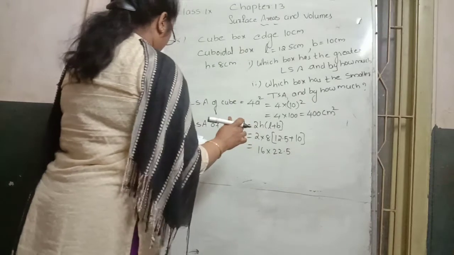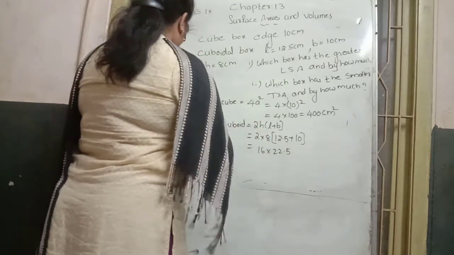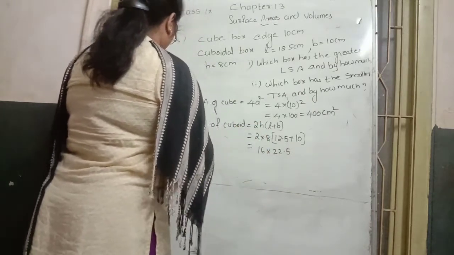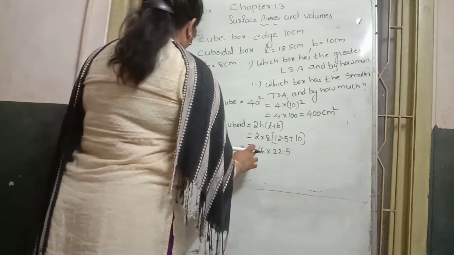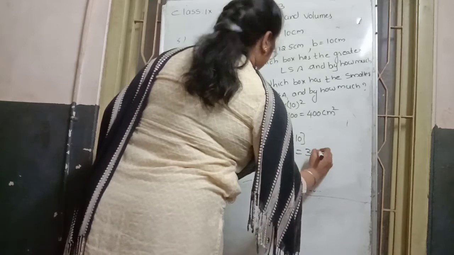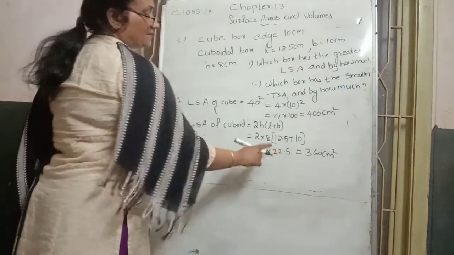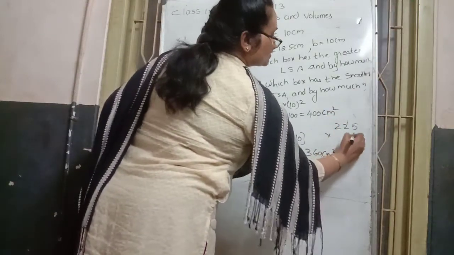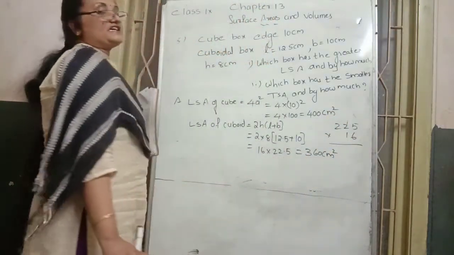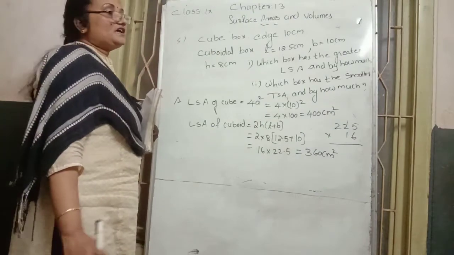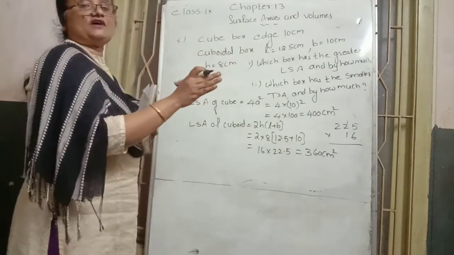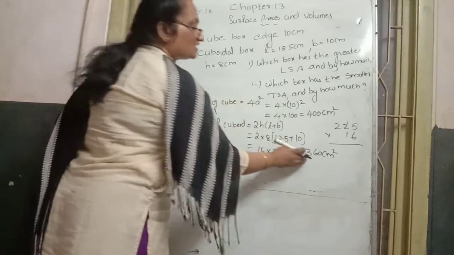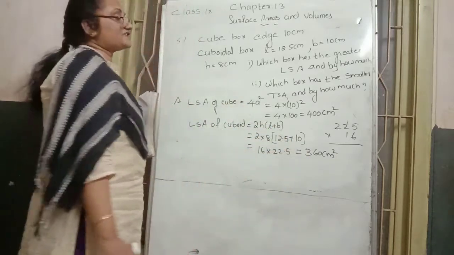Multiplying them, how much will come here? LSA of the cuboid is equal to 360 centimeter square. Multiply 225 with 16 without the decimal point. After multiplying, from right to left count one place and put the decimal point, so we get 360 centimeter square.